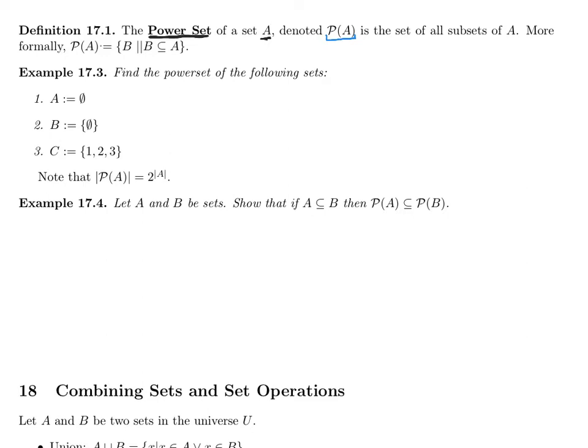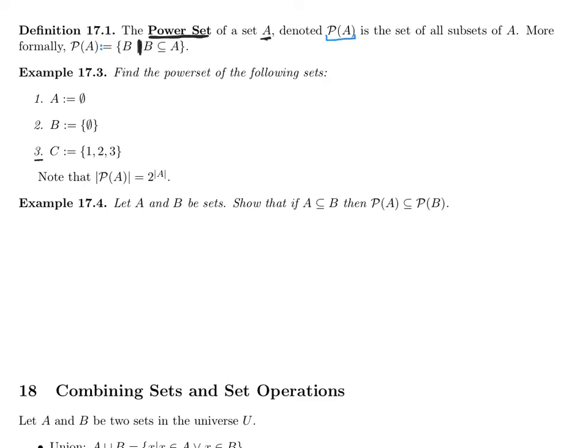So P of A, the power set of A, is all sets B such that, there should only be one line there. I don't know why 2 got there. That should be just one line. Let's make this one line. Such that B is a subset of A. And it's kind of easier to see via an example. Once you see an example, you'll definitely see what's going on here.